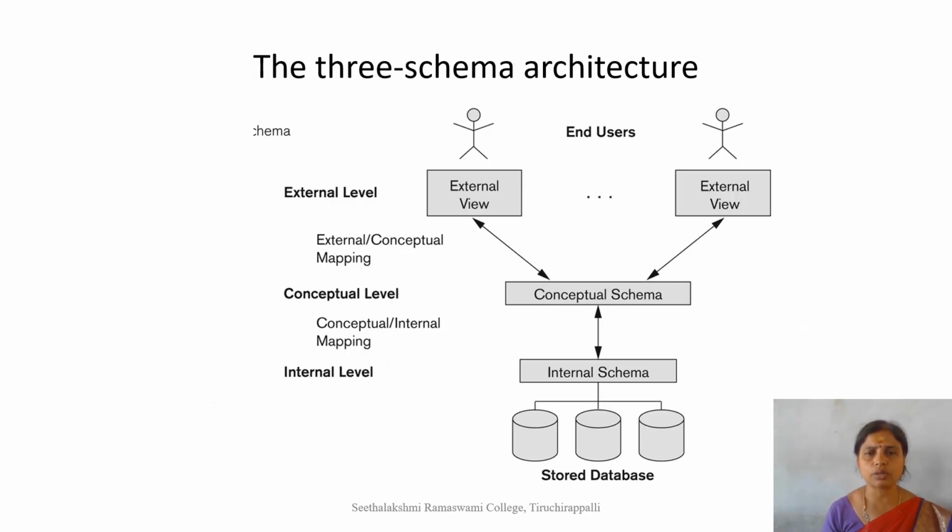This is the diagram for the three schema architecture, where end users are at the external schema, the external level, and then they interact with the conceptual schema. The conceptual schema communicates with the internal schema. Between the external level and the conceptual level, we have a mapping. This mapping provides communication between the external level and the conceptual level. Similarly, there is communication between the conceptual level and the internal level using a mapping.